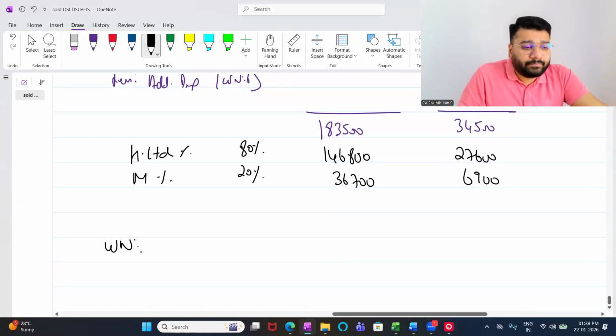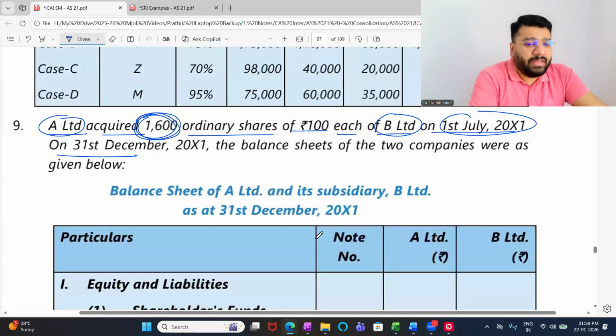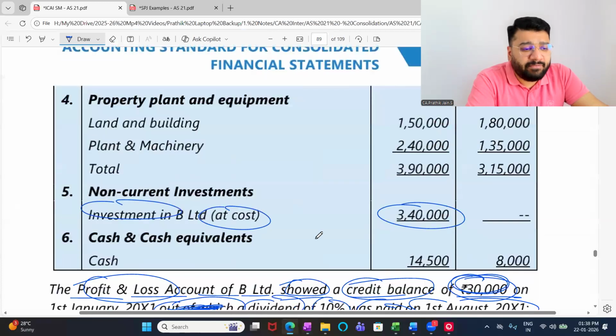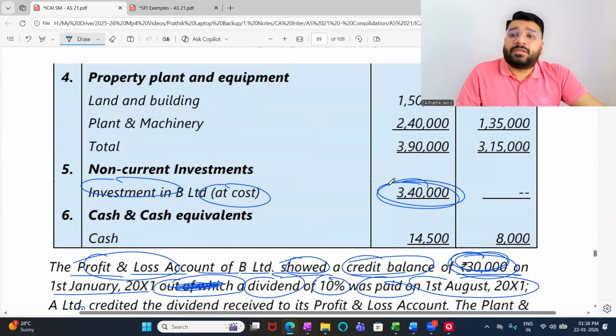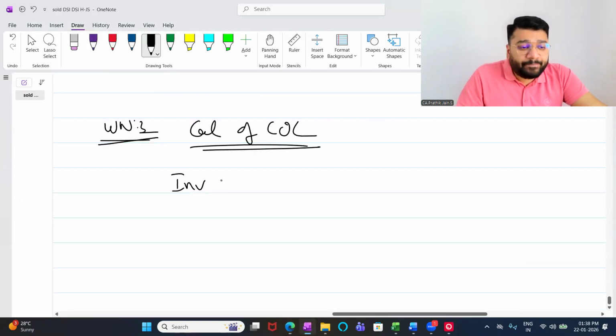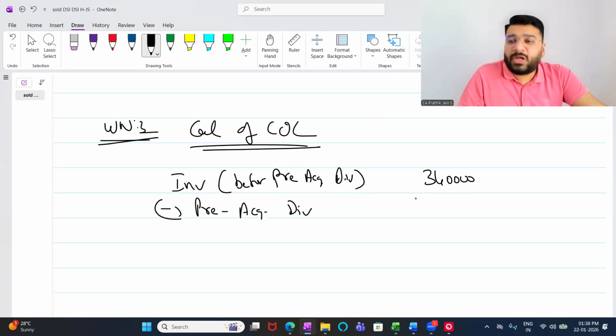Working note number 2. Calculation of COC, cost of control. Investment. The question very clearly said that the pre-acquisition dividend is received in the P&L. It is recorded in P&L, which means this investment is at cost. Means from this, pre-acquisition dividend is not subtracted. So this is the investment value before minusing pre-acquisition dividend. So investment before pre-acquisition dividend, how much is it? 3,40,000. From that minus pre-acquisition dividend, how much?